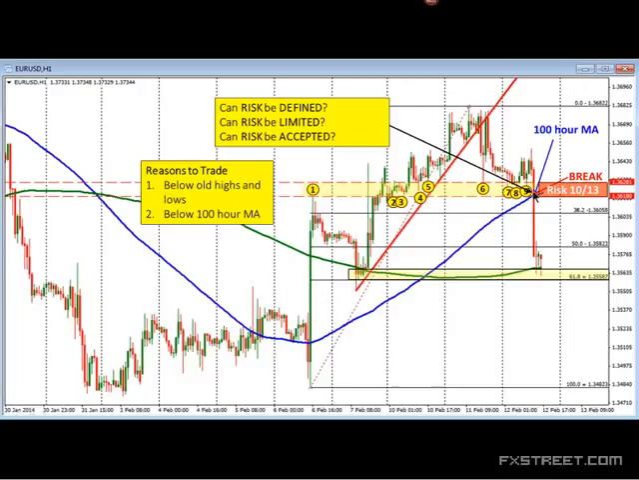So if the price were to come down to this 100-hour moving average, we know something is going to happen. Either the price is going to bounce off that 100, or, because it's a tool that's used by many, we saw it bounce here, we saw it break through here, and we saw it fail there. And you know, there is activity that happens around these levels.